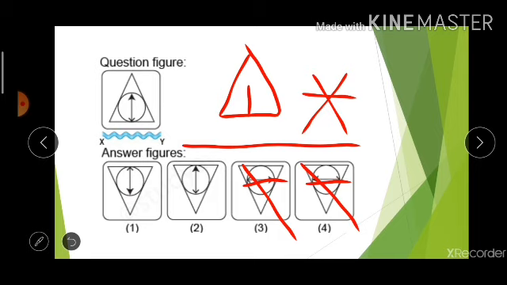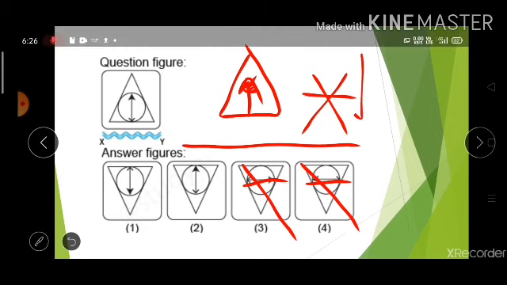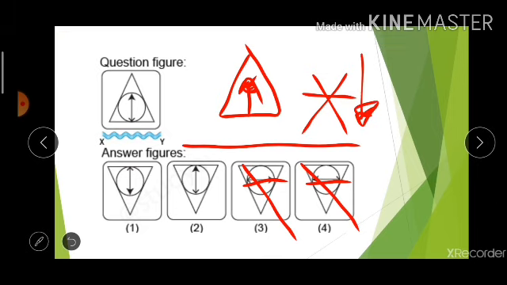Now in the question figure you have two arrows pointed. The first one, the one pointing at the top, is the filled one. Therefore in the answer figure the one pointing at the bottom will be what? It will be the filled one. In the question figure the top one is the filled one. In the answer figure the one pointing at the bottom will be the filled one. Therefore the answer is option 1, not option 2. In option 2 it is the blank one.